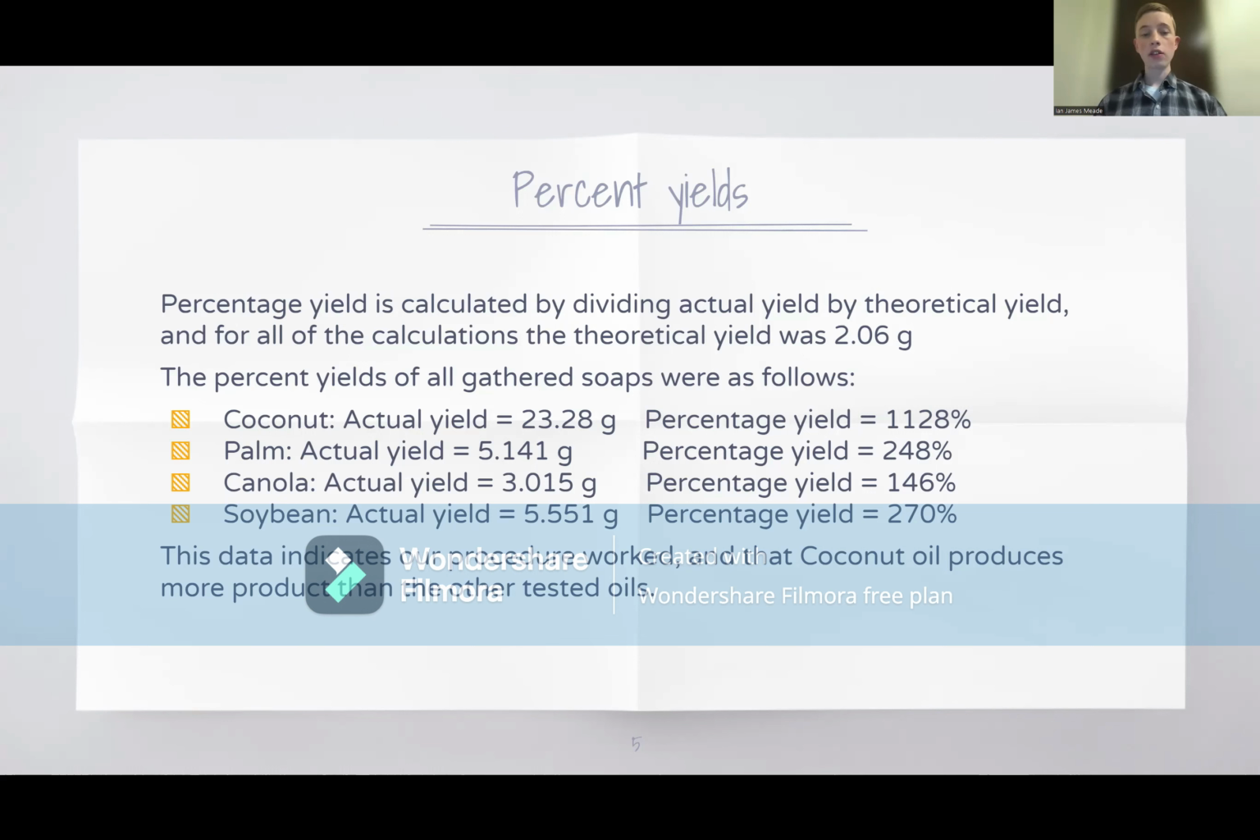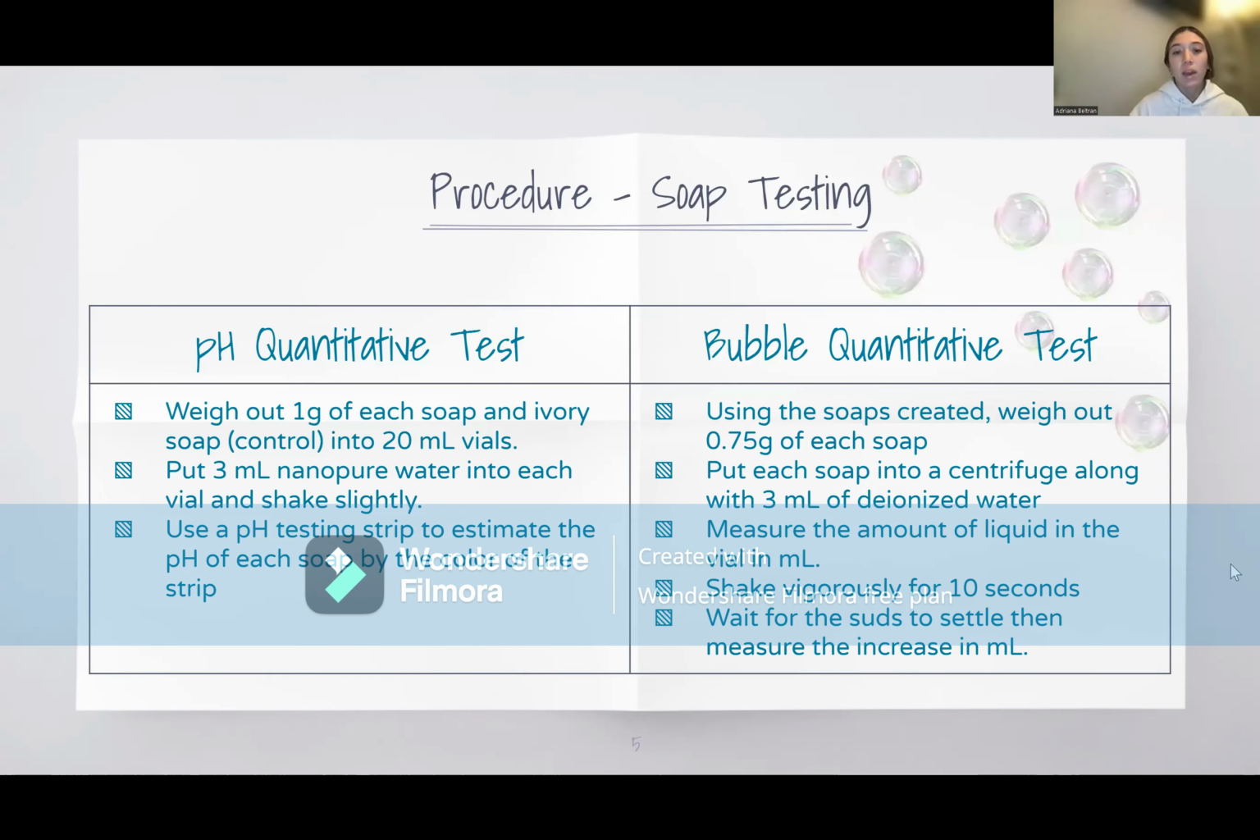This data indicates our procedure worked and that the coconut oil produces more product than the other tested oils by a wide margin. Now we have the procedure for the soap testing. On the left side we have the pH quantitative test, and on the right side we have the bubble quantitative test.